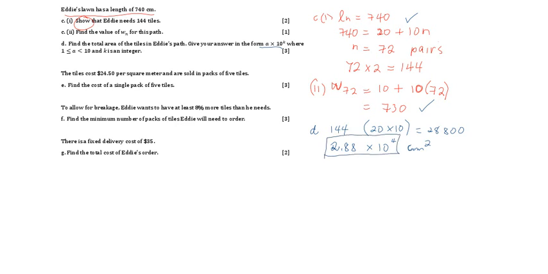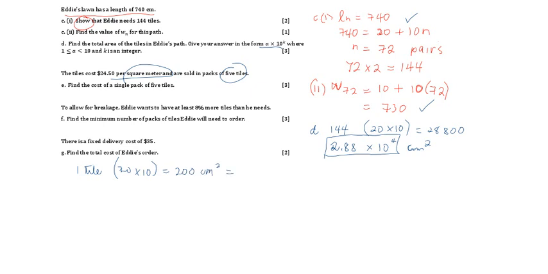Okay, for letter E, the tiles cost $24.50 per square meter and are sold in packs of 5 tiles. This is per square meter. But what we have is square meter. One tile, which is 20 by 10 centimeters, is equal to 200 square centimeters.